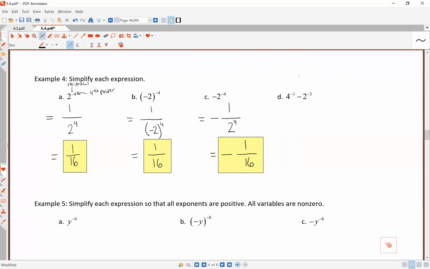Letter D, we have a subtraction symbol in between 2 exponents. And exponents in PEMDAS come first. So we take 4 to the negative 1, which is 1 over 4, minus 2 to the negative 3, which is 1 over 2 cubed. We get 1/4 minus 1/8, since 2 cubed is 8. We need a common denominator here to subtract these two fractions. So we multiply 1/4 top and bottom by 2, giving us 2/8 minus 1/8, which turns out to be 1/8.